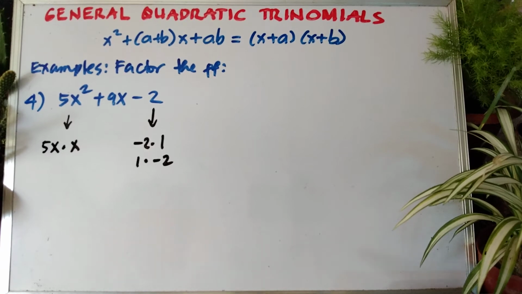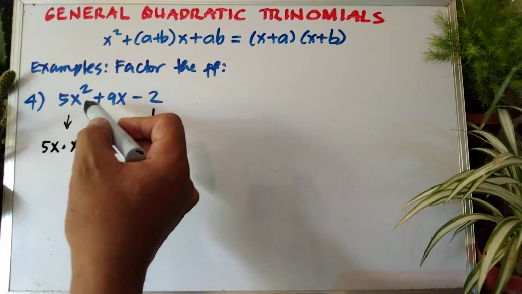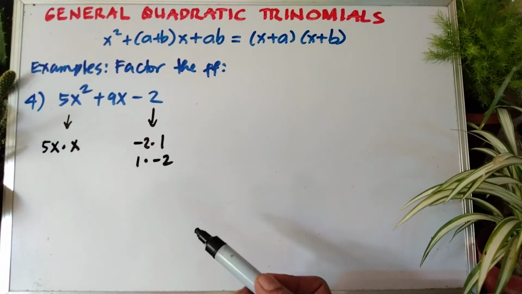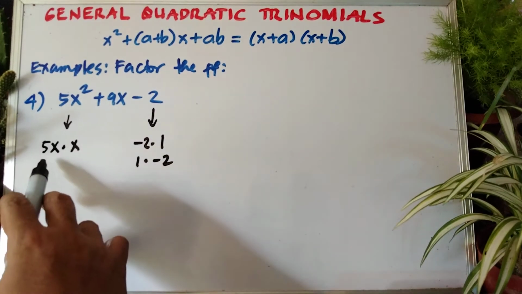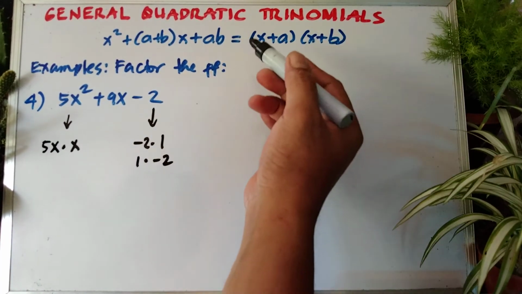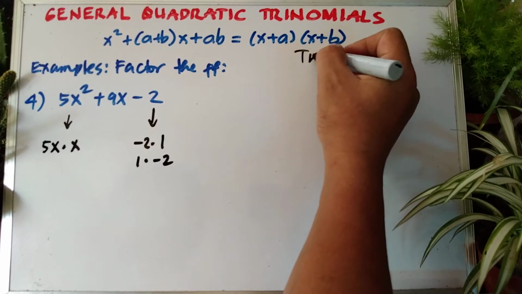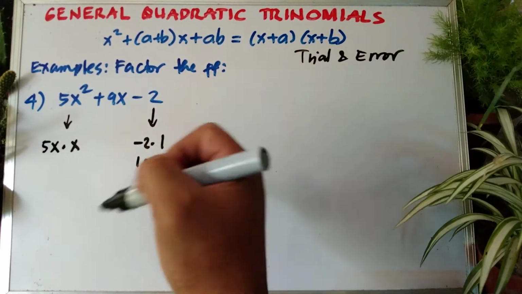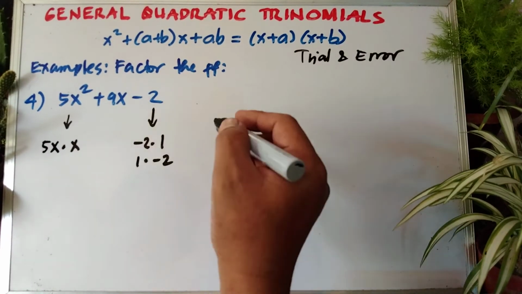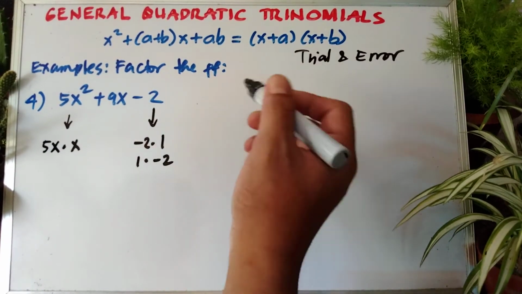Now, since there's a plus here, what could we possibly do? Using the 5. Okay. This is called the trial and error method. You could do trial and error until you come up with the correct answer.